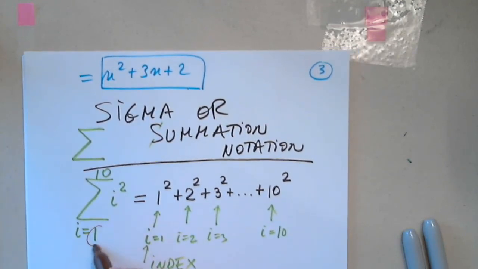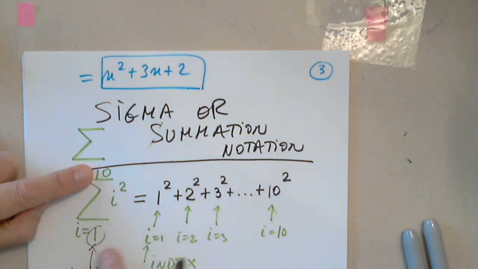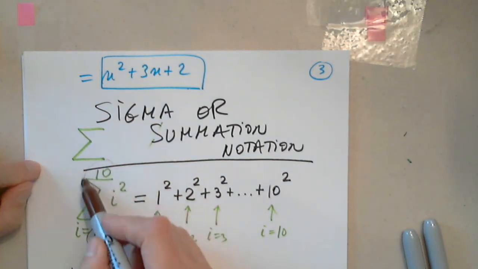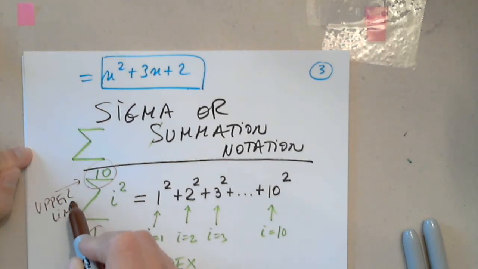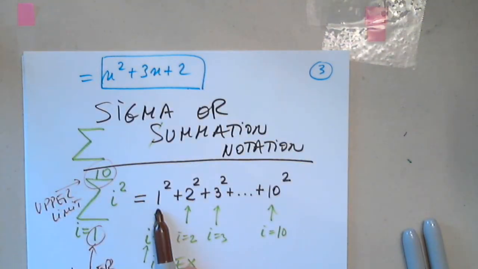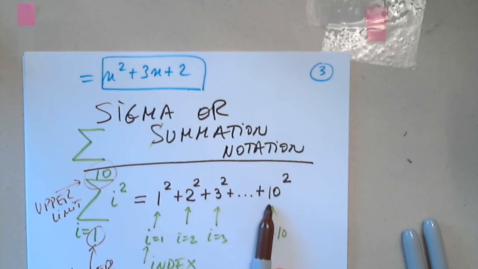So first of all, this is the lower limit. The lower limit for the index. It doesn't go below. That's the lowest, i equals 1. And this is the upper limit. So from 1 through 10.